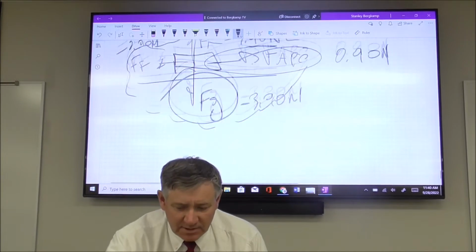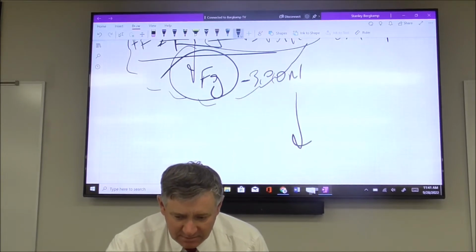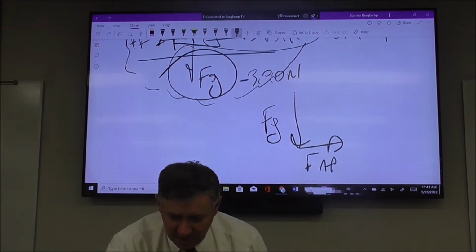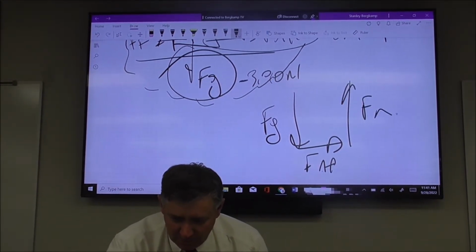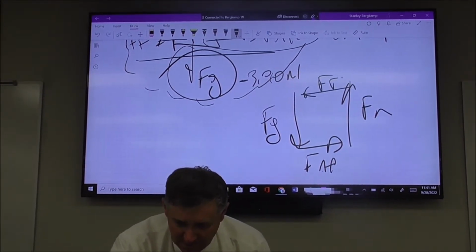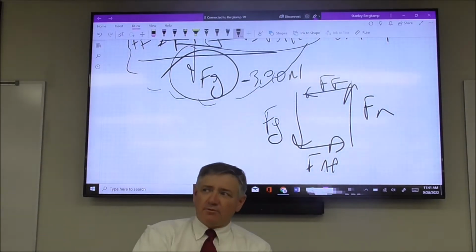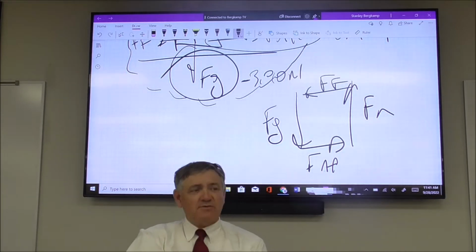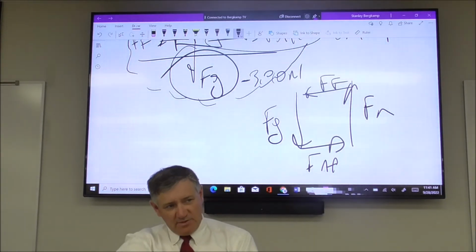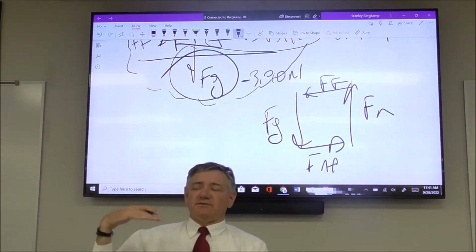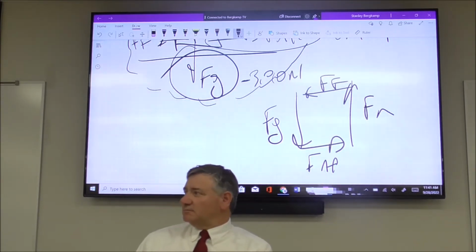Now, then you're going to draw that tip to tail. I always draw gravity first, then my force applied, then my normal force, then my force friction. You should end up back at the origin. And the reason that you end up back at the origin is because you're in equilibrium. You're at a constant velocity. The sum of the forces is 0.